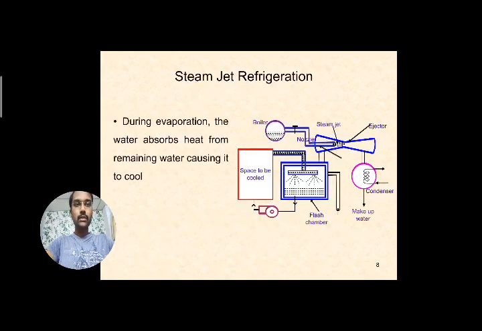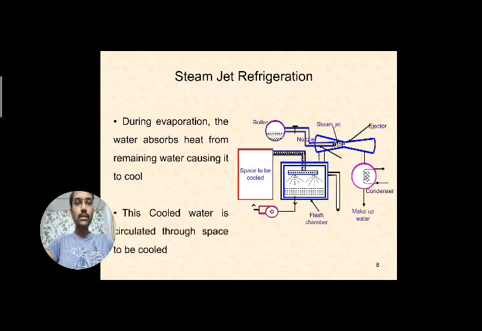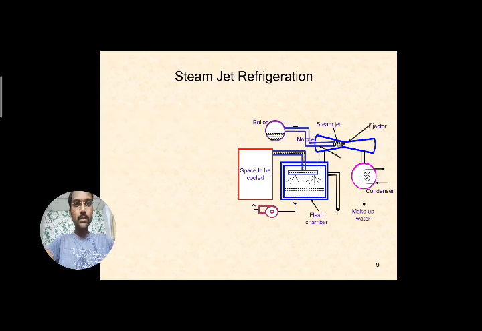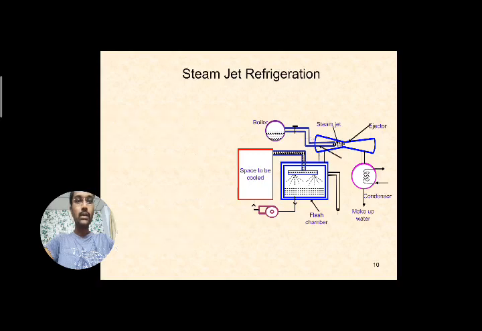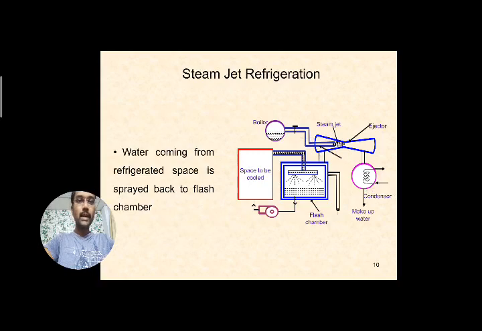So during evaporation, the water absorbs heat from the remaining water, causing it to cool. Whatever heat is present inside the water, it is taken up and gets evaporated, and due to the reduction of heat, the water gets cooled, and that water is circulated through the space to be cooled. The cooled water absorbs heat from the space to be cooled, and the temperature of the space is reduced, and the temperature of the water increases and it is sent again through the spray headers. So water coming from the refrigerated space is sprayed back again to the flash chamber through the spray headers.